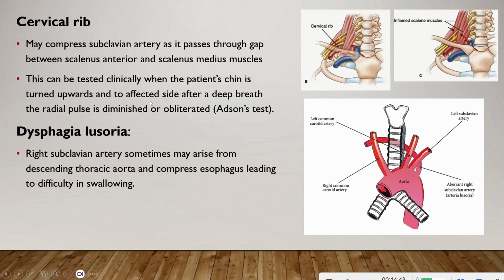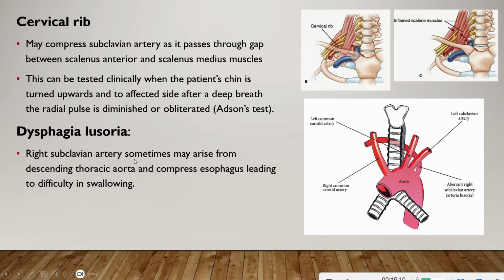Then there is cervical rib. Okay, what is cervical rib? Here you can see there is this additional rib which is arising from the 7th cervical vertebra. It may compress the subclavian artery, because at that time this subclavian artery is passing through the gap between the scalenus medius and scalenus anterior, so that is known as cervical rib, which will be compressing here.